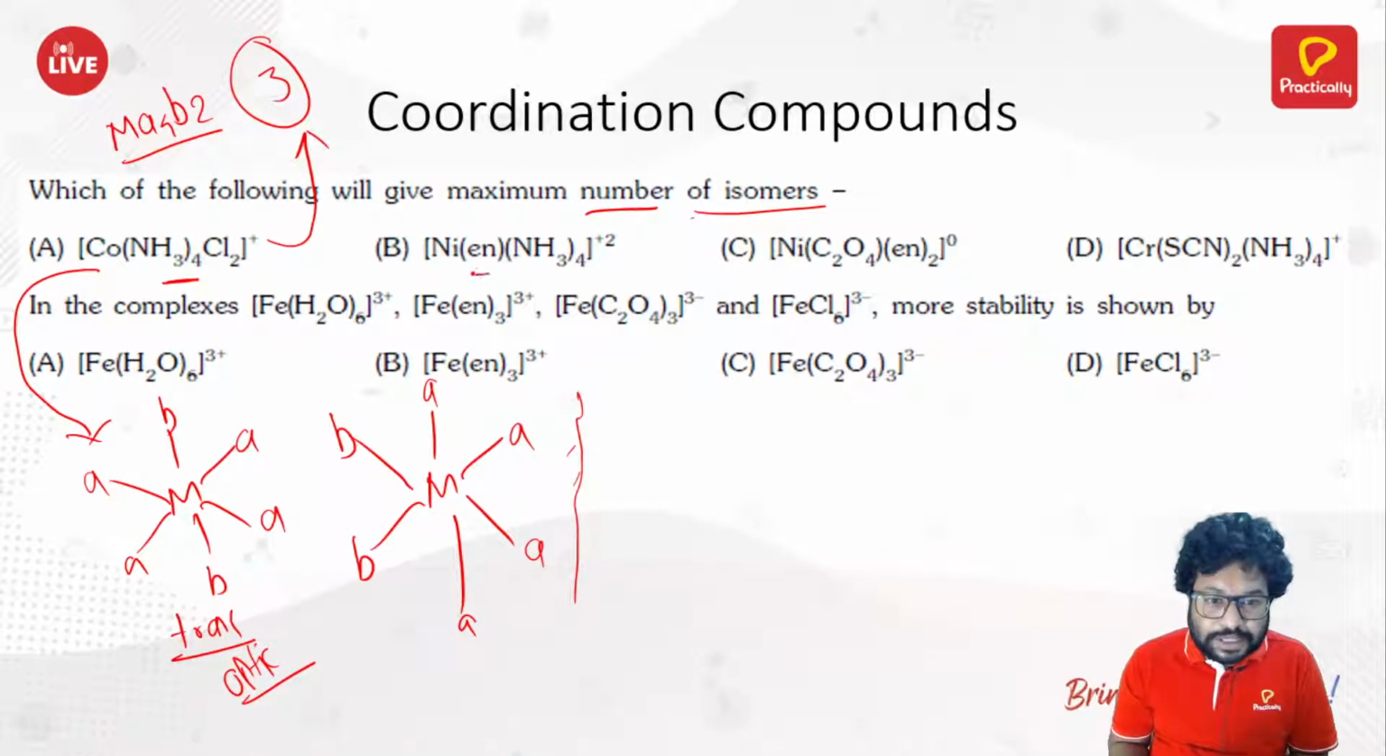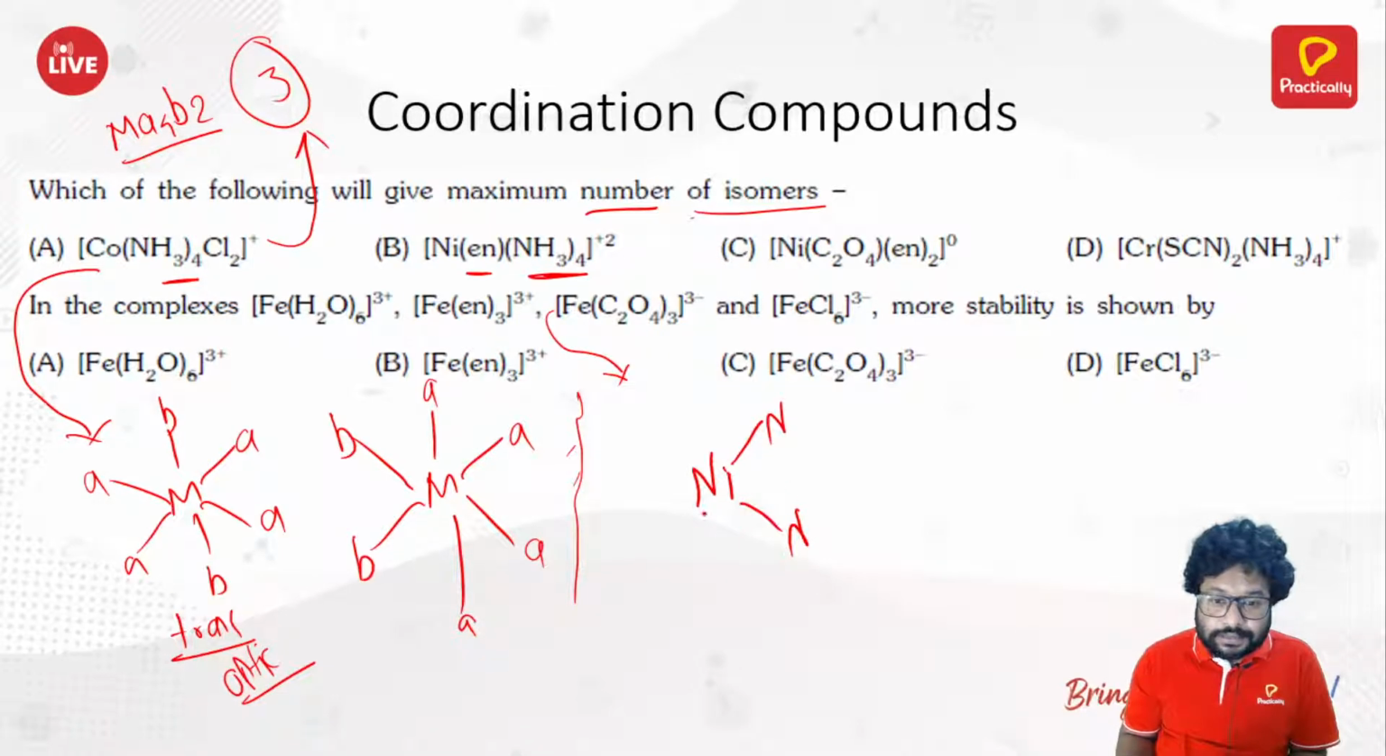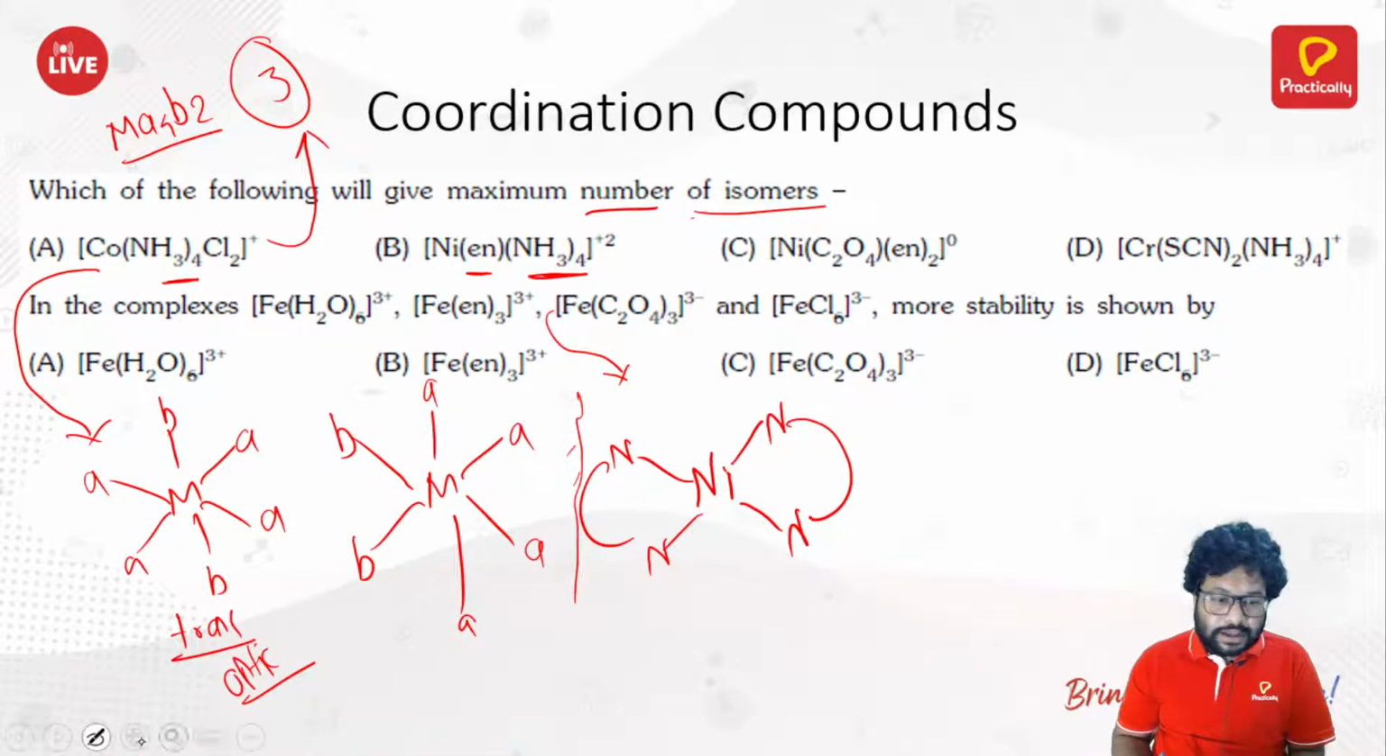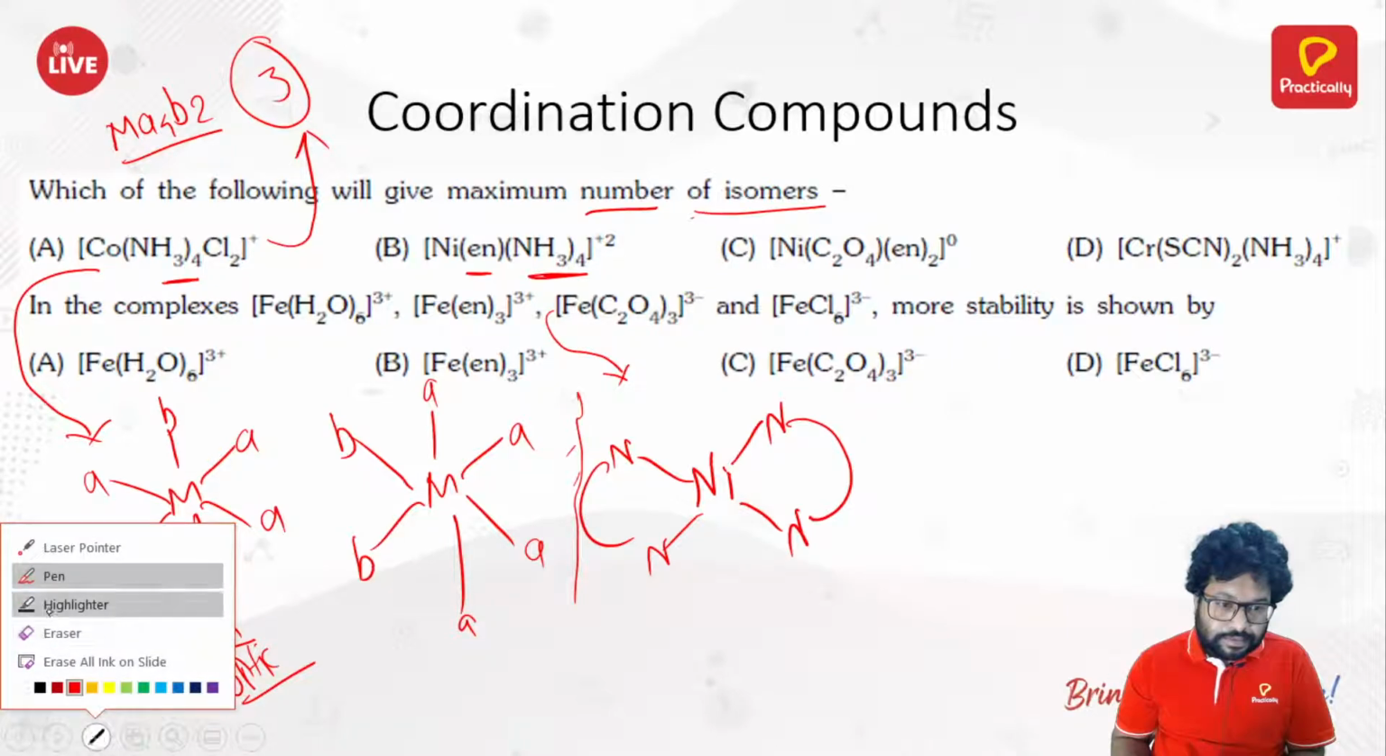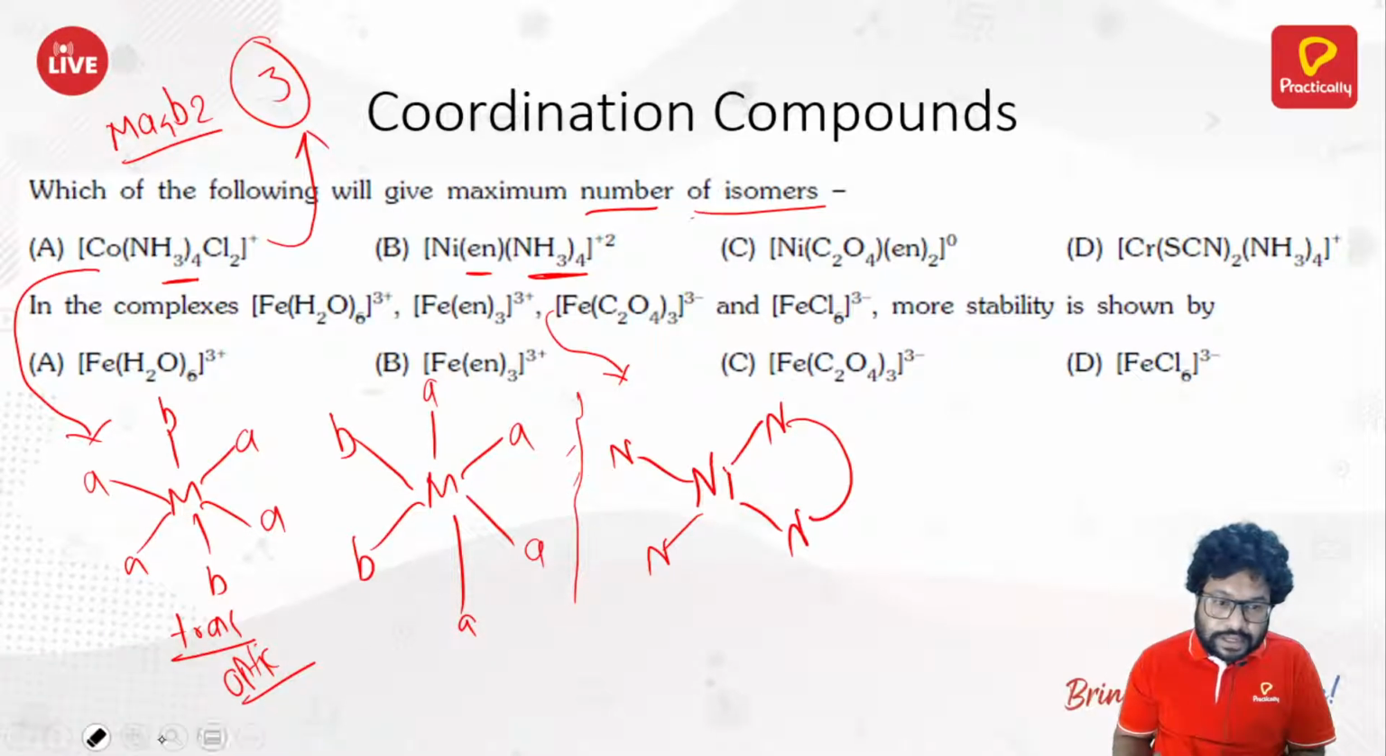If you take an example of this compound, it cannot show geometrical isomerism. Why? Because the points of attachment with the nickel, all of them are nitrogen only. See, ethylene diamine. So you got only one ethylene diamine.